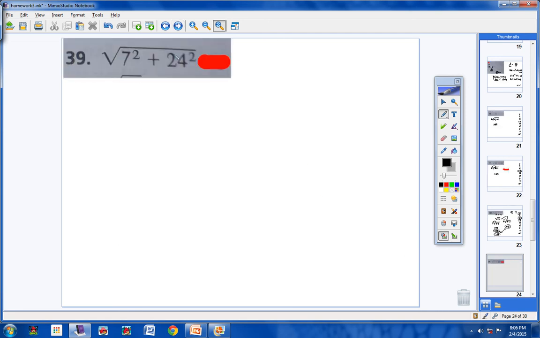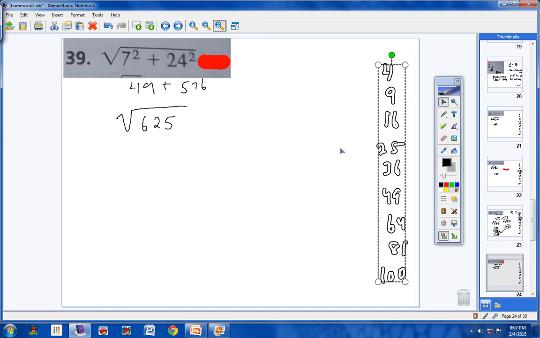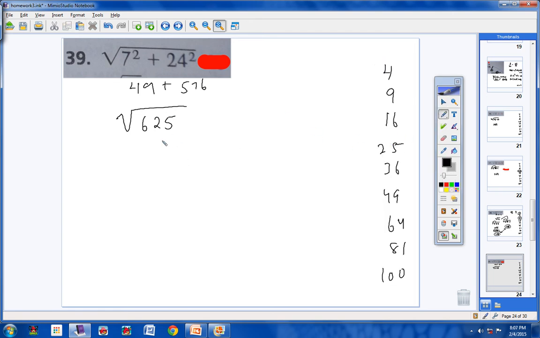Alright, number 39, we have 49, 7 squared, plus 24 times 24, 576, okay? So when you add those two numbers together, you're going to get 625. Now I'm going to tell you something, guys. That's going to take a little bit of work here. This might be a perfect square. I'm going to see if it is. If it's a perfect square, we're done. Yes, it is. Good deal.